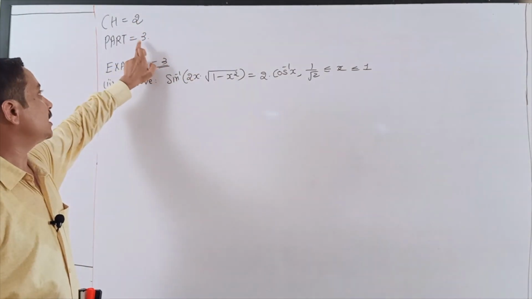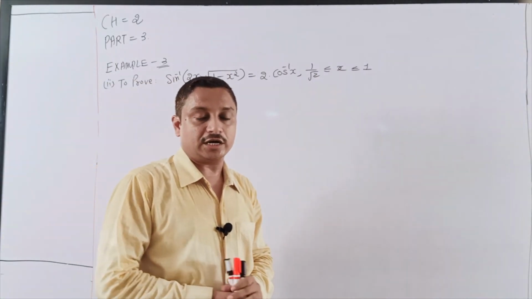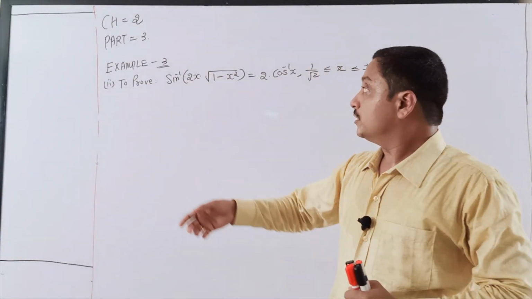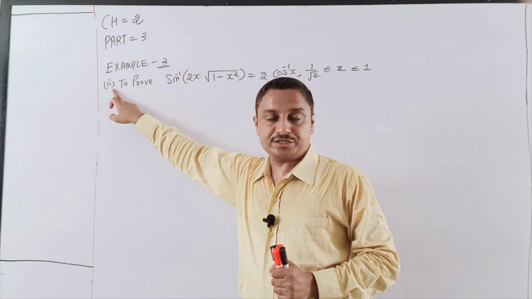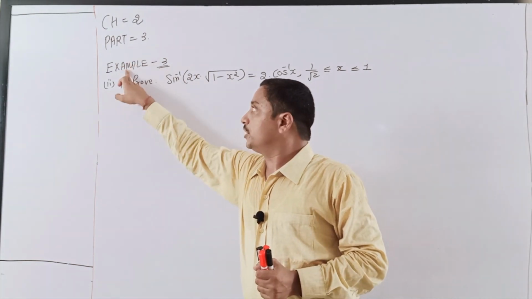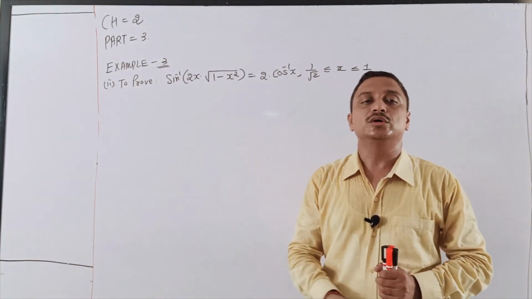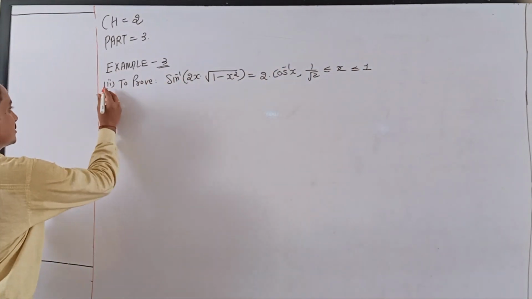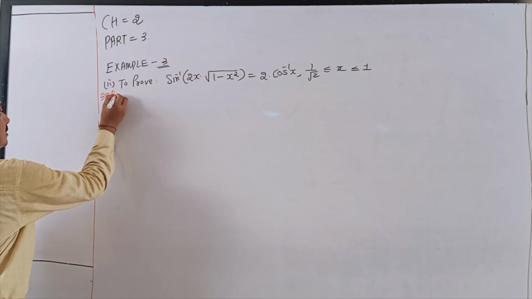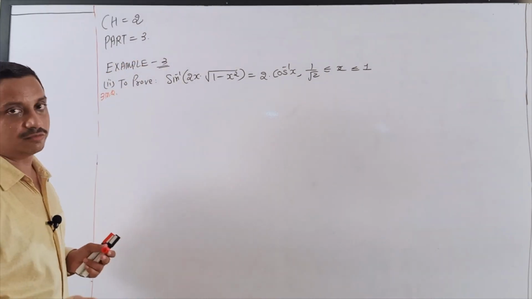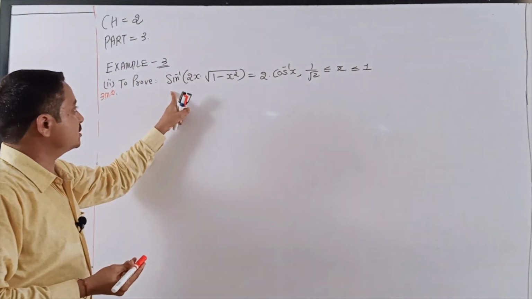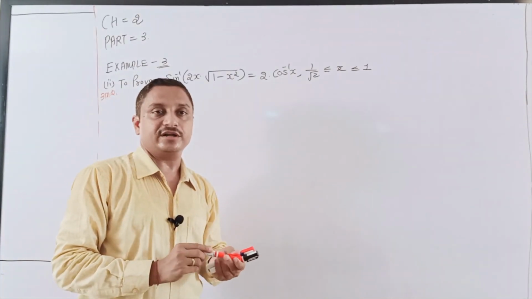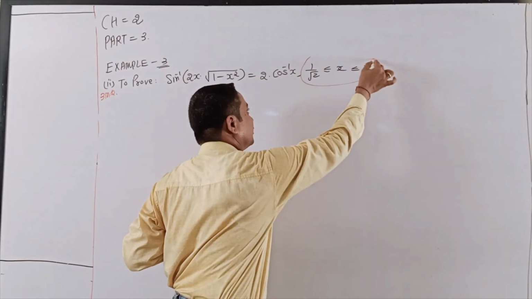Chapter 2, Part 3. Yes students, up to Part 2 I explained example 3 question number 1. But now in Part 3, example 3 question number 2 is running here. And students, this numerical is also 3 marks, as well as our first question. Question is the same students, but RHS is different because the condition is different.